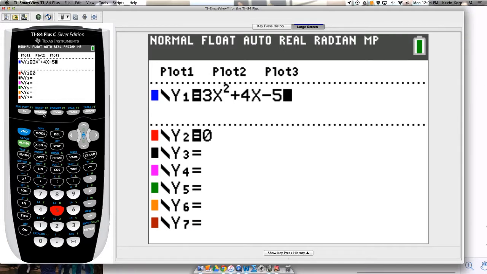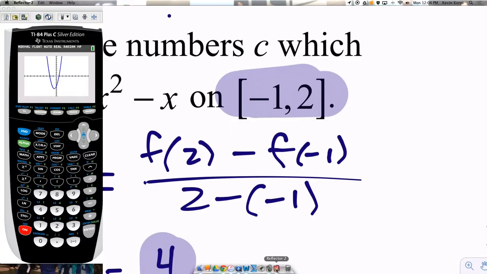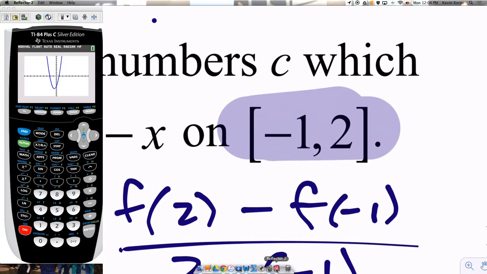So here's what we do. Instead of hitting zoom 6, which is not bad if you don't know what the graph looks like, but I kind of don't want to do that, I'm going to hit enter. Oh, it's a parabola. I kind of knew that. I am interested in finding the values guaranteed by the theorem, which is from -1 to 2.